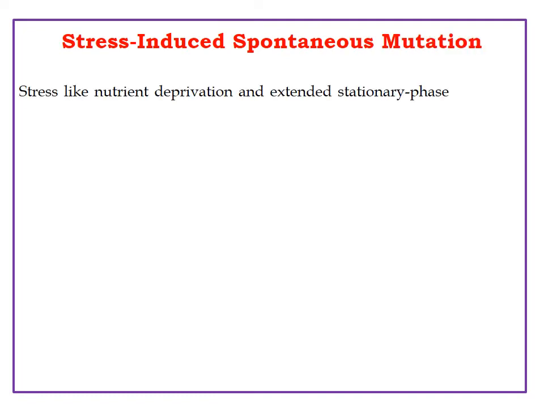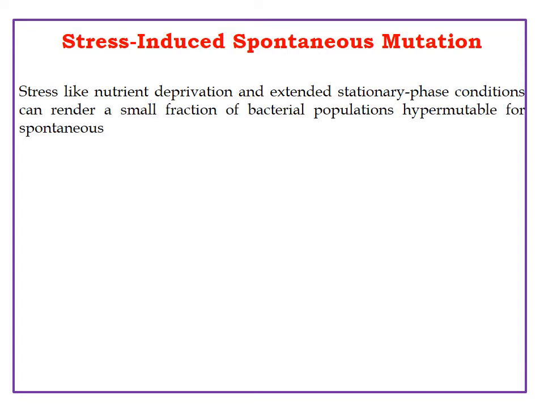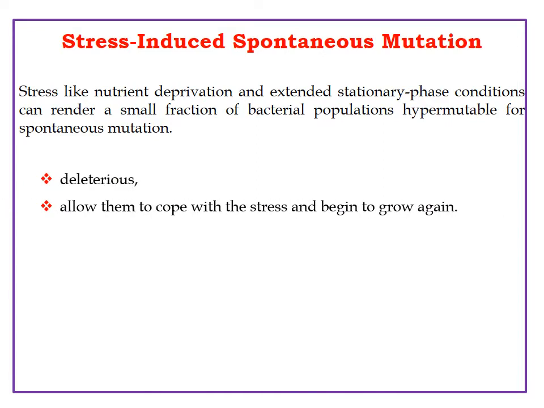Recent studies have shown that stress like nutrient deprivation and extended stationary phase conditions render a small subpopulation of the bacterial population hypermutable for spontaneous mutation. This fraction acquires mutations at an increased rate relative to the general population of bacteria. Though many of these stress-induced mutations are deleterious, some increase their tolerance and allow them to grow again.